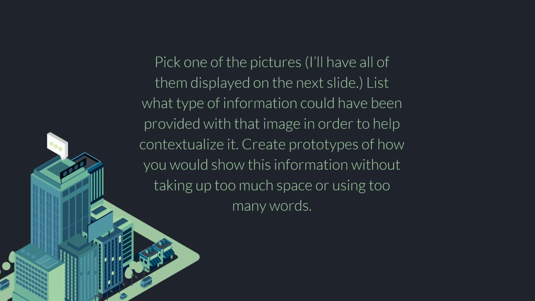Then you are going to create prototypes of how you would show this information without taking up too much space or using too many words. I want at least 2 items that you are adding, okay? When you are doing imagery analysis, you want to be able to see as much of the image as possible in order to analyze as many parts of it as you can. So when you're adding something to it, you don't want it to take up a lot of space or cover up a lot of what you can see. So without making it tiny, just simple prototypes. What would you add?